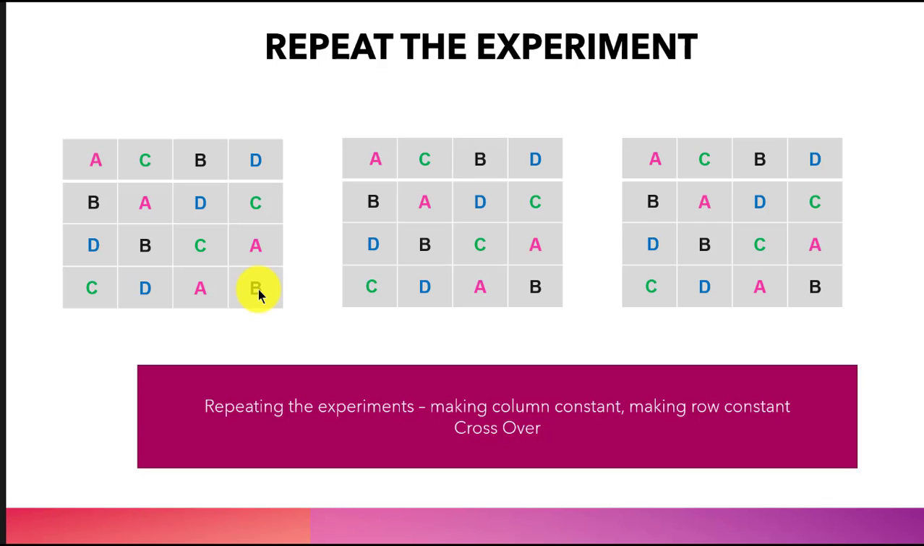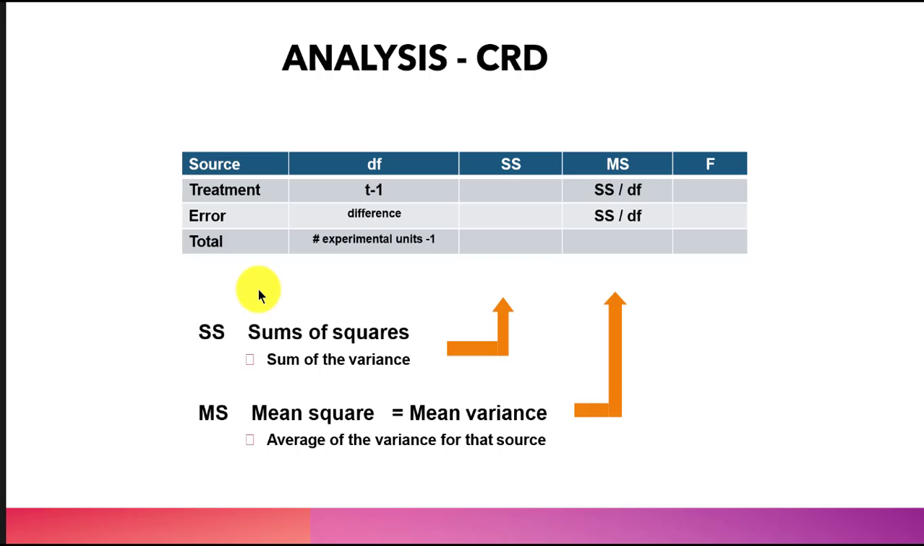Or what you can do is have 4 cows but increase the period. So Latin square design for 4 weeks, another Latin square design for the next 4 weeks, and another Latin square design for the next 4 weeks. So to analyze CRD, this is how the ANOVA table looks, where the source is treatment and error, and that is the total.